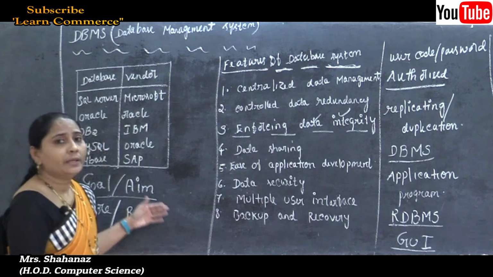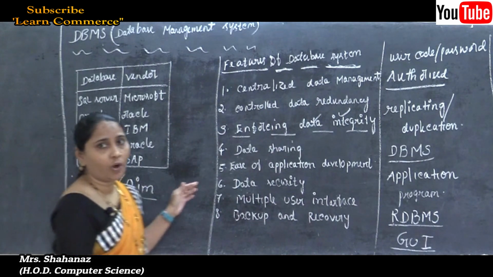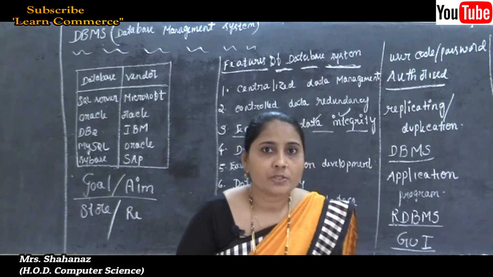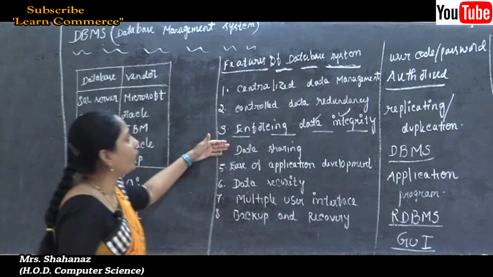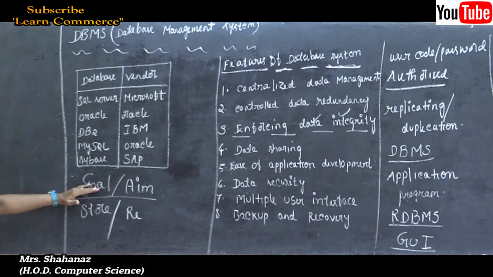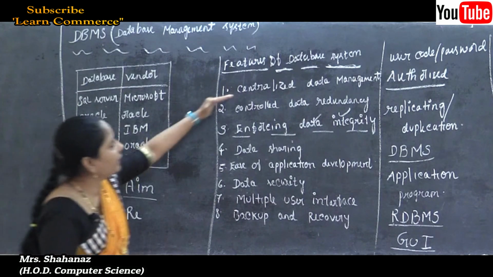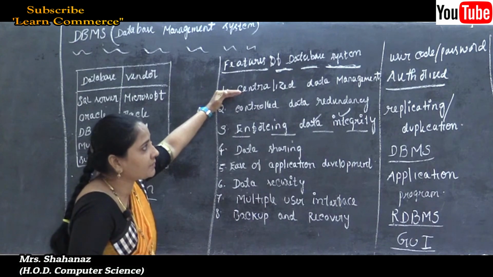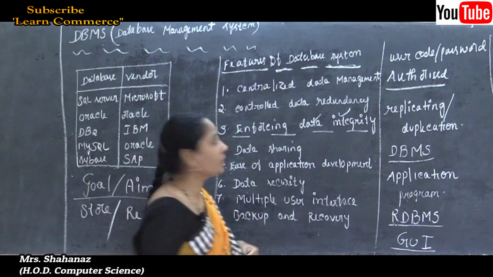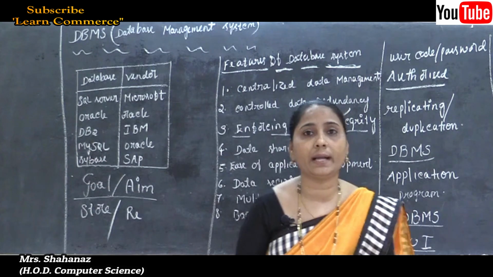All of these responsibilities are handled by our DBMS architecture, or we can say the database management system. We already know about the DBMS, the database management system, then the goals of the DBMS, and later the features of the database management system. There are totally 8 points. So this is about the features of the database system.